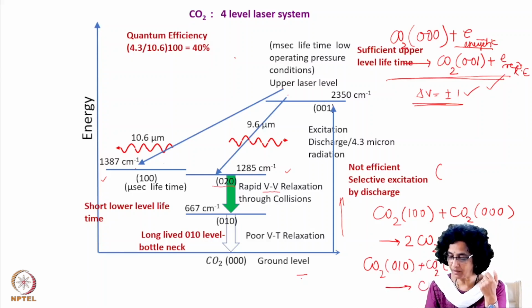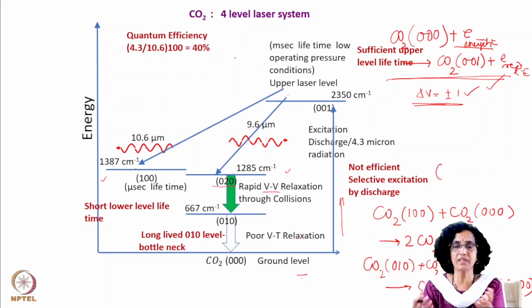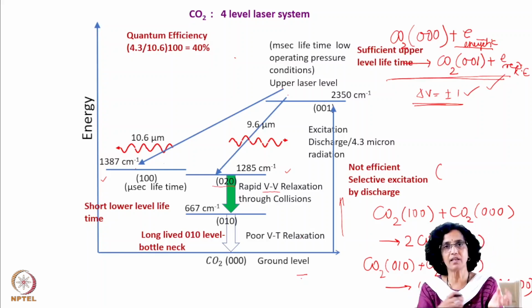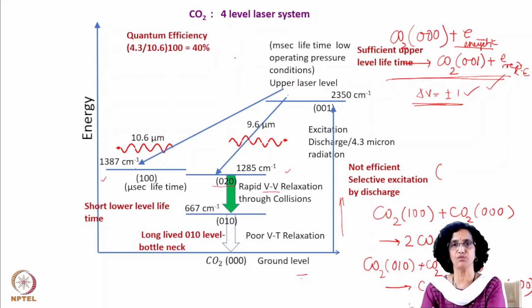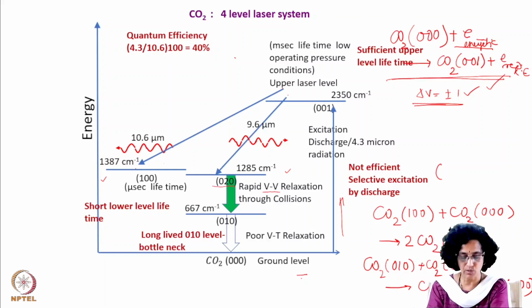So it will only mean this has gone to the upper bending mode, and that comes down. So this does not change any situation. So this is not a solution. So this has to be only through VT relaxation. That means it collides with other molecules. It gives its energy as kinetic energy of those molecules. So this is slower, and this is the bottleneck of this particular system.